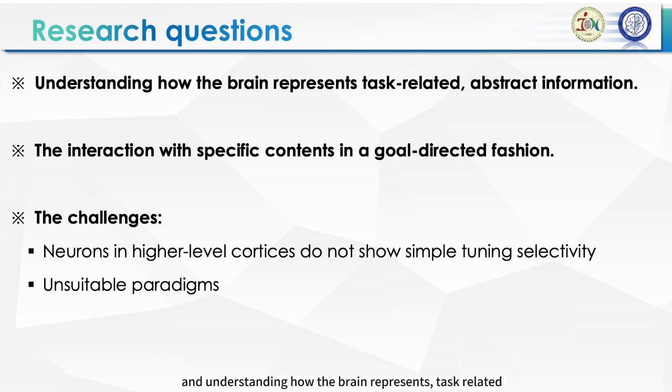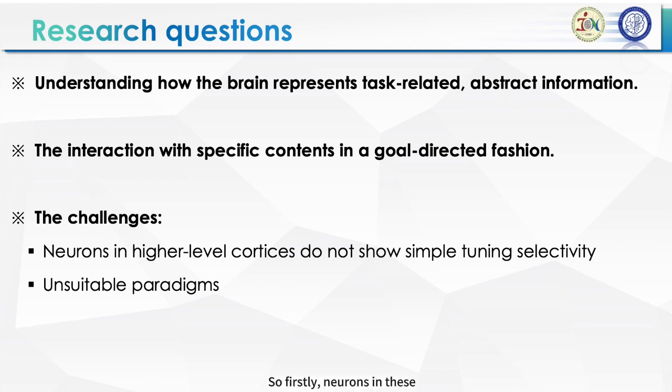And understanding how the brain represents task-related abstract information and the interactions with specific contents in a goal-directed fashion, while both being held in mind, is the key to understand complex and flexible cognitive behaviors. And the challenges to researchers were twofold.